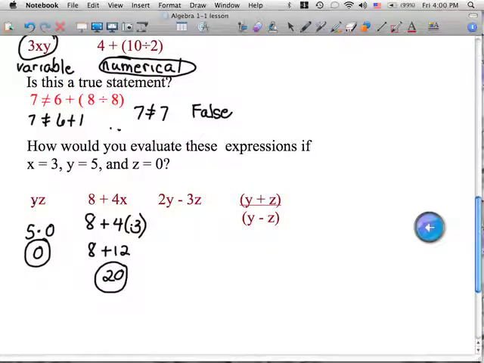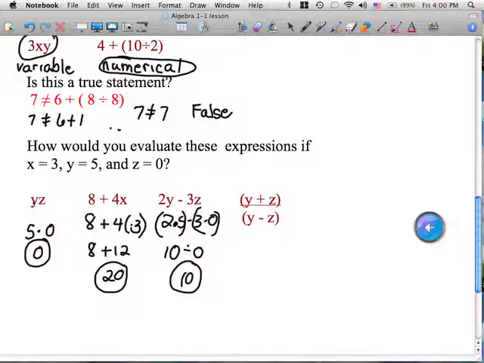The next expression, 2 times y minus 3 times z. 2y is 2 times 5. Minus 3 times z, which is 0. We could use parentheses here to make this clearer. So that's 10 minus 0, which equals 10.